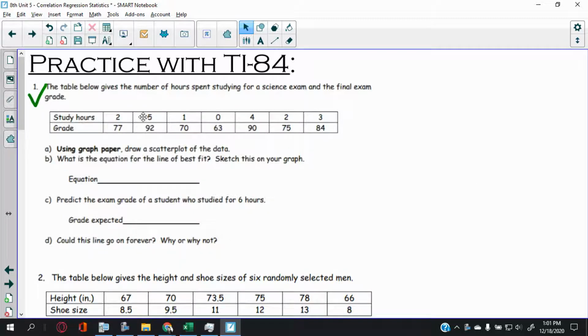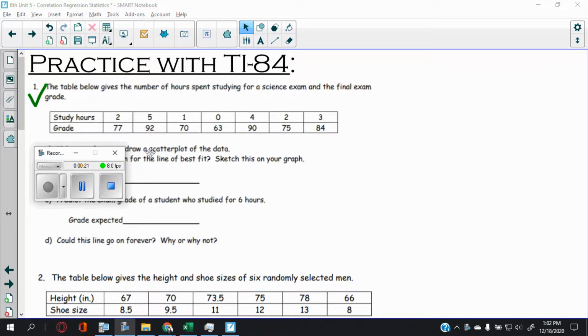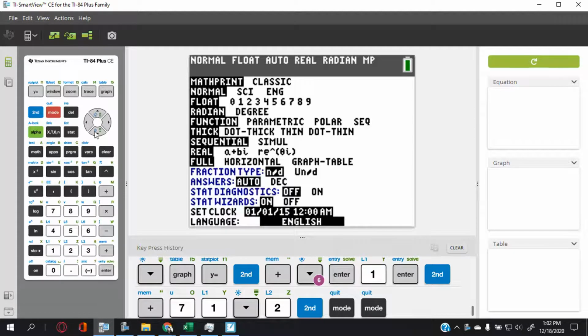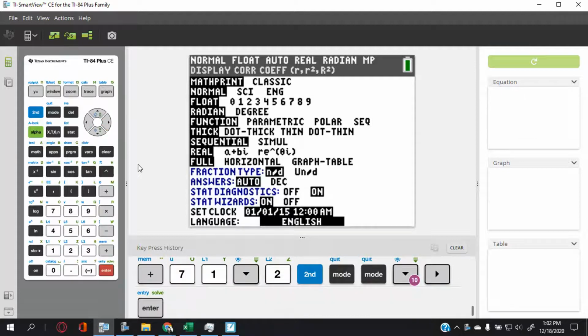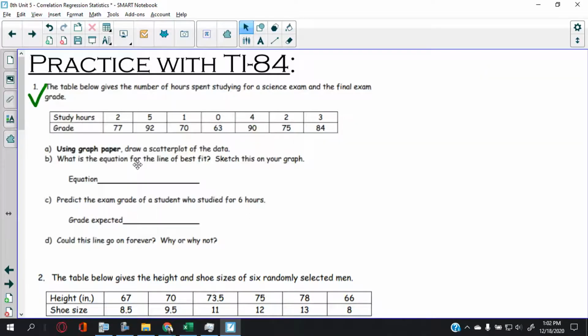So here we have a table of data, study hours versus grade. You can imagine what the correlation is going to be. So we are going to go to the calculator. I actually cleared the whole memory out, so I have to go back to mode and change the diagnostics for statistics to on. Go to stats. I'm going to edit the table, and I'm going to put in these values. So 2, 5, 10, 4, 2, 3.